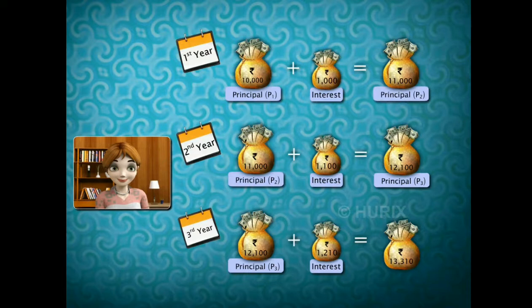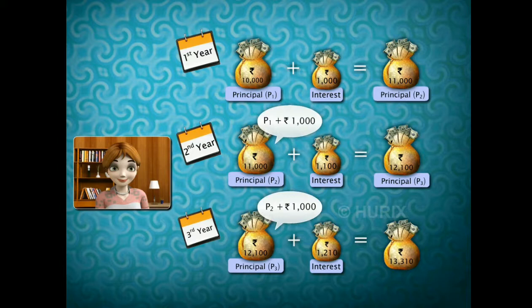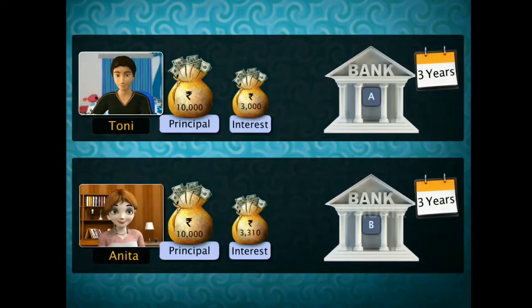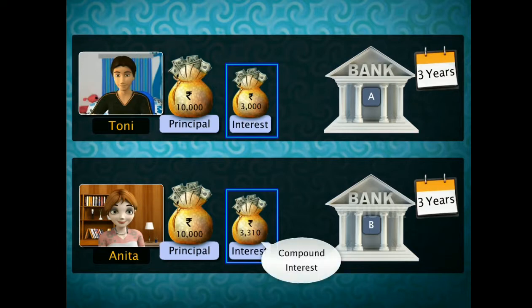Note that in the case of Anita, at the end of each year, the interest was added to the principal. Therefore, her principal increased every year, and so did her interest amount. That's why Anita received more interest than Tony, although both invested the same amount with the same rate of interest. The interest calculated using this condition is called compound interest.